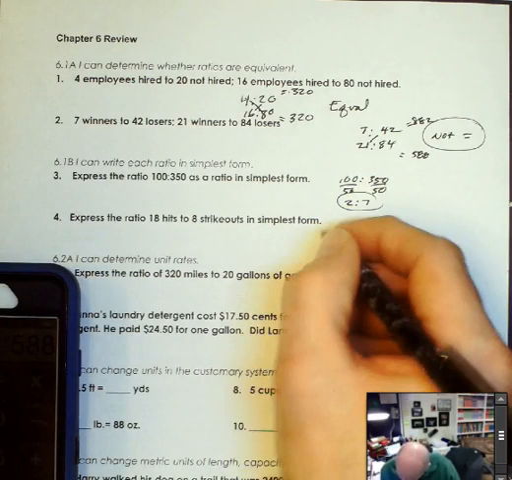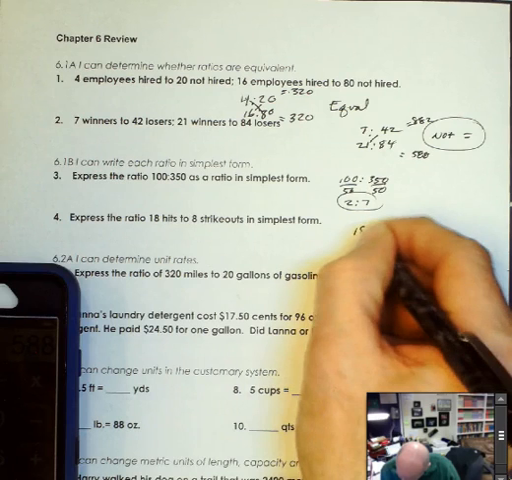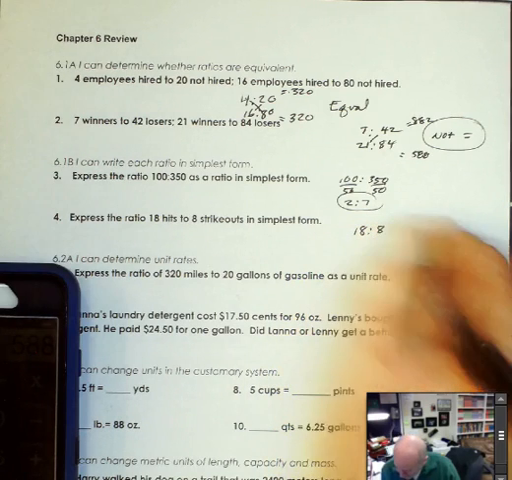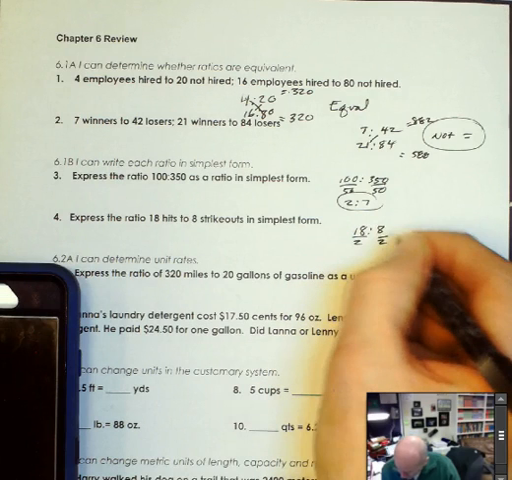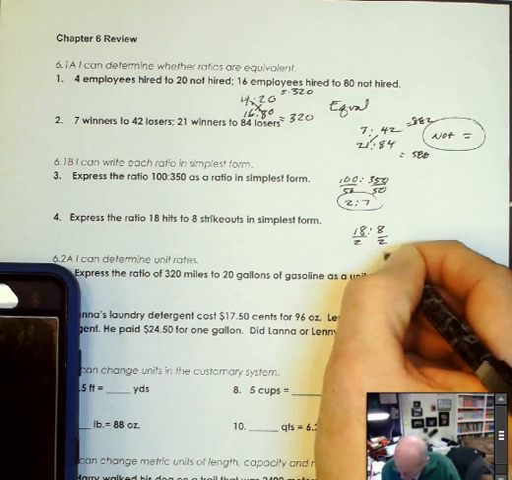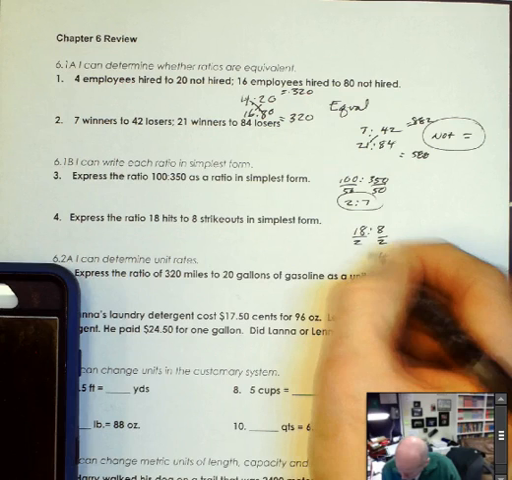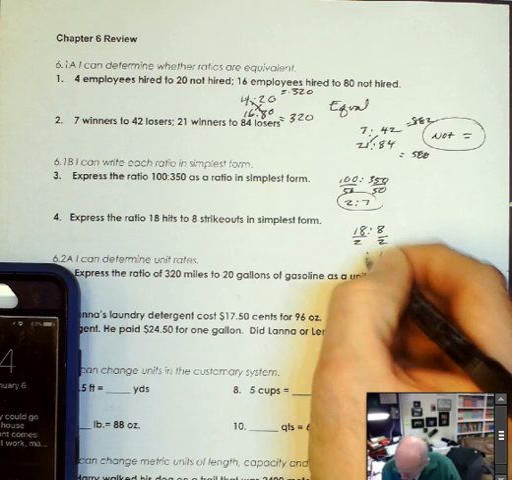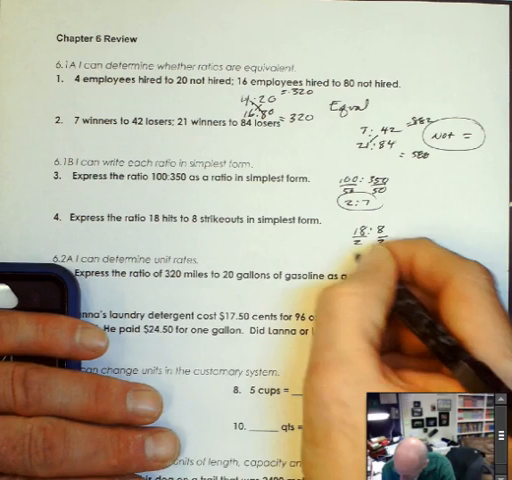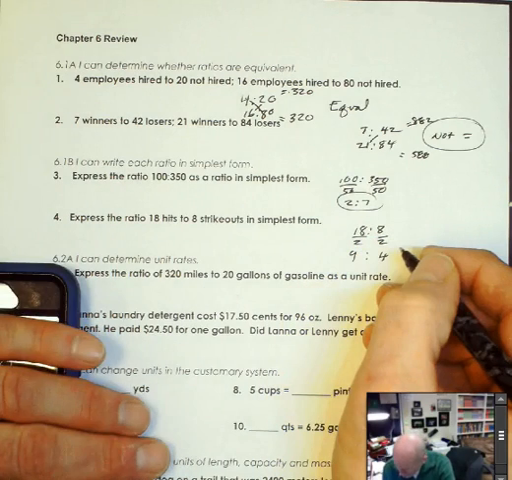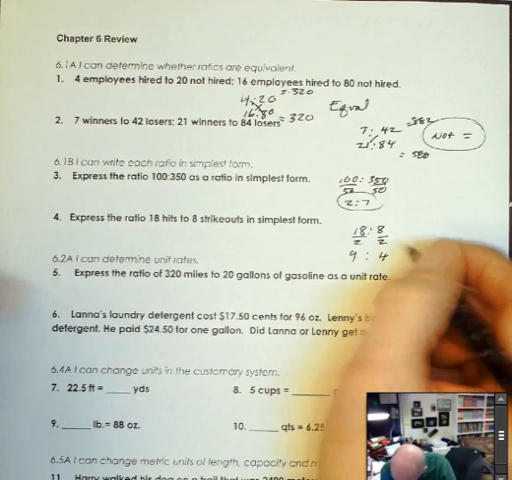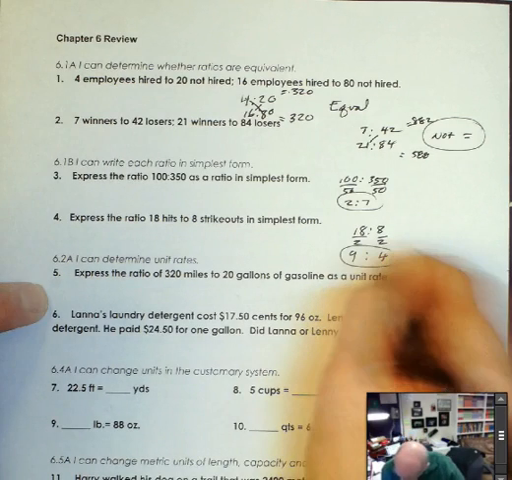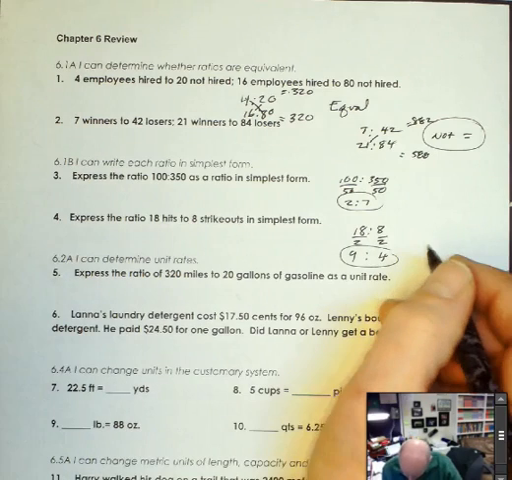This one here, we have 18 hits to 8 strikeouts. I'm not sure, so I'm just going to try dividing by 2. 8 divided by 2, I do that to that side of the ratio, I've got 4. 18 divided by 2 gives me 9. And so I've got 9 to 4, and that ratio is in simplest form as well. Can't get any simpler.